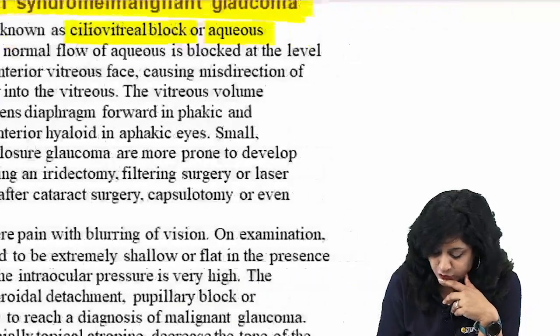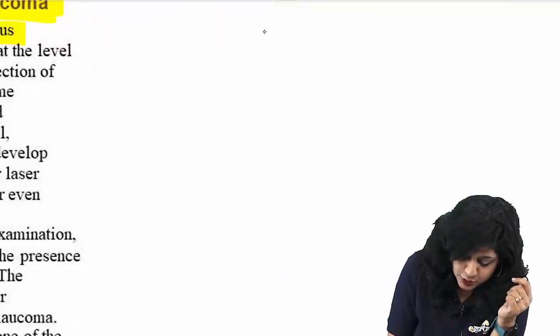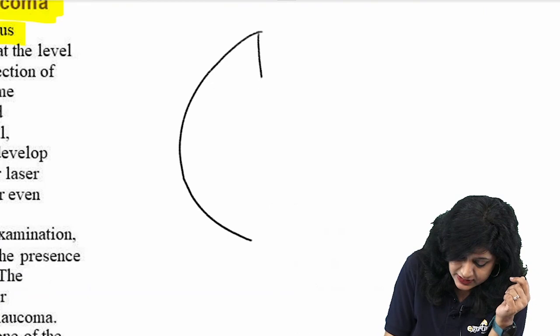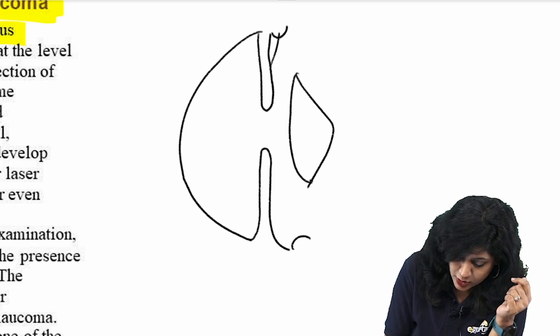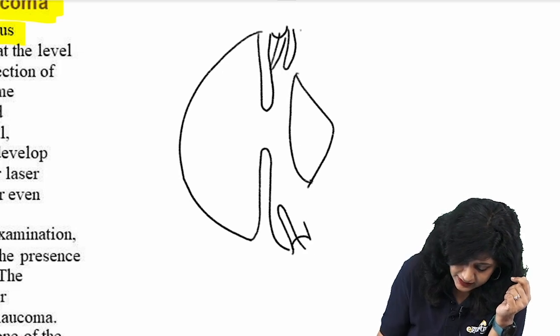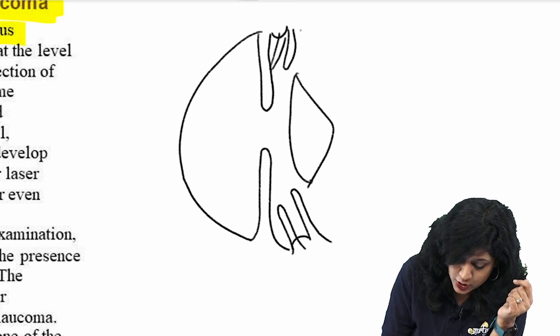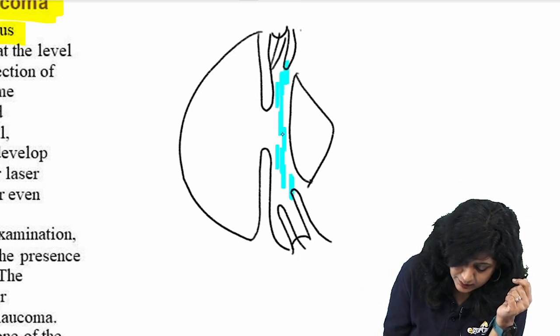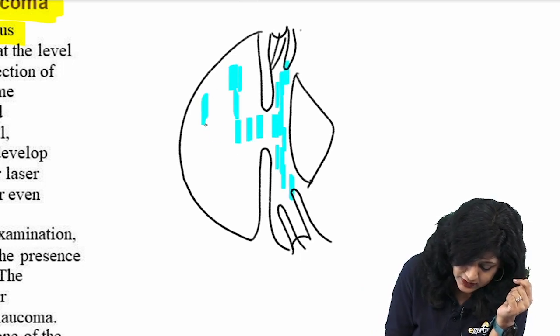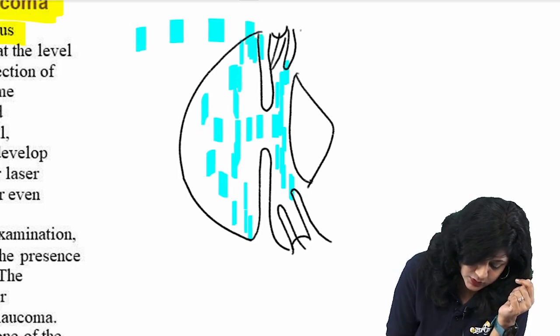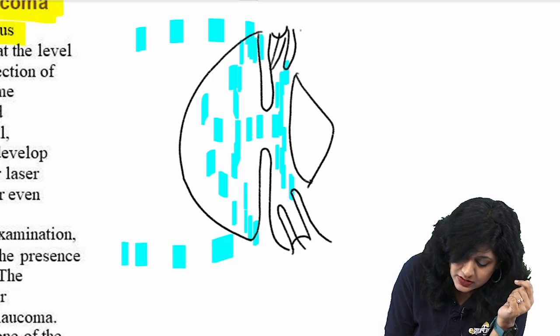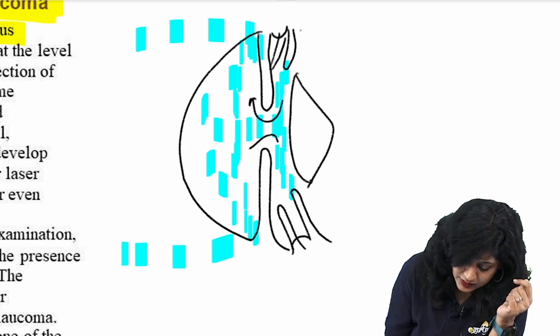What is happening actually, if I show you very conveniently, is this. This is the normal flow of the aqueous humor that is taking place. Normally the ciliary processes are directed anteriorly, something like this. So whatever amount of aqueous humor is produced passes through the pupil, goes into the anterior chamber, passes through the angle, and then through the trabecular meshwork. This is what normally takes place, right?